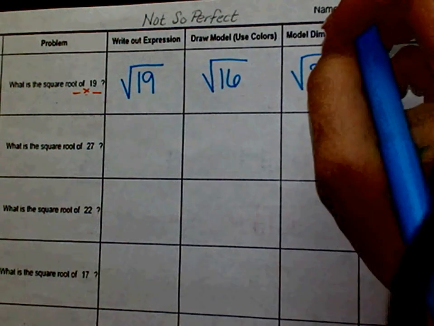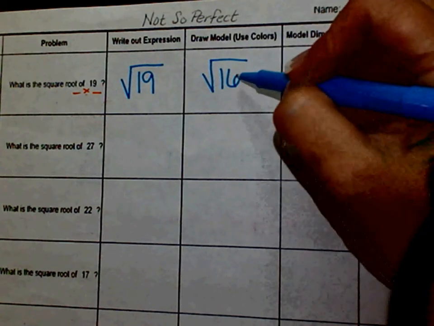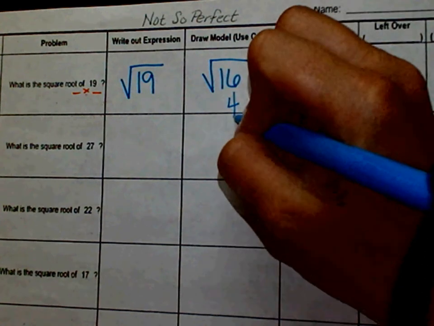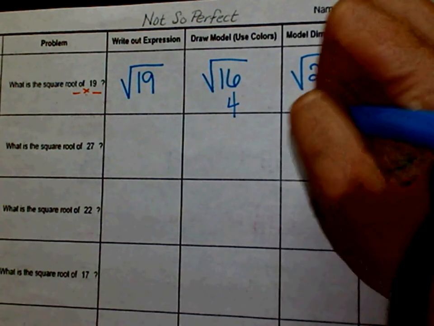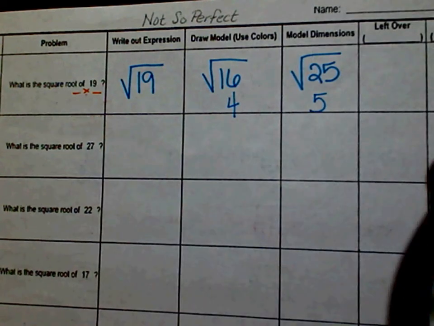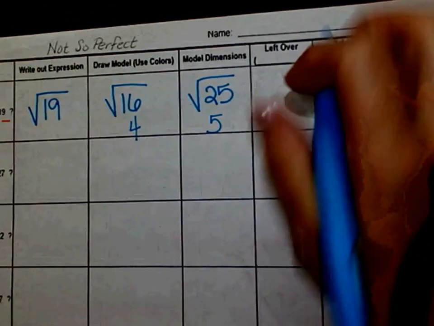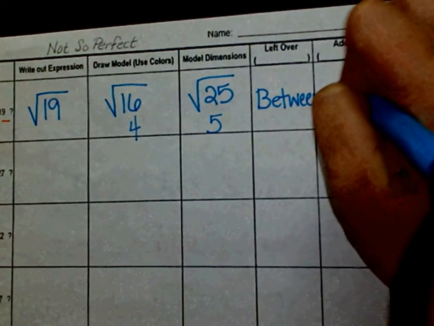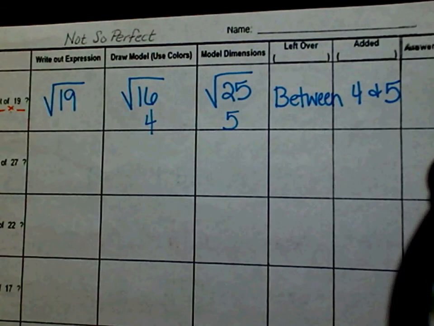Well, we're trying to answer what is the square root, so we're not going to answer in a square root. So we said the square root of 16 is 4. The square root of 25 is 5. So if I asked you the square root of 19, you would tell me the square root of 19 is somewhere between 4 and 5. You wouldn't want to tell me the square root is somewhere between the square root of 16 and the square root of 25 because you don't want to answer in a square root form. So your correct answer would be between 4 and 5. Okay, let's do another one.